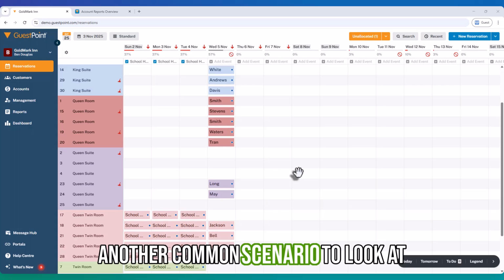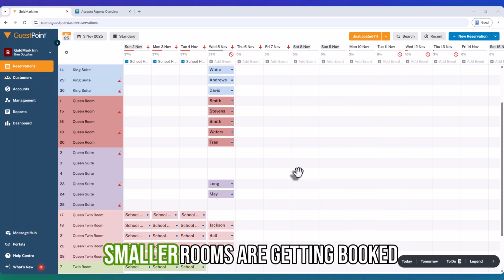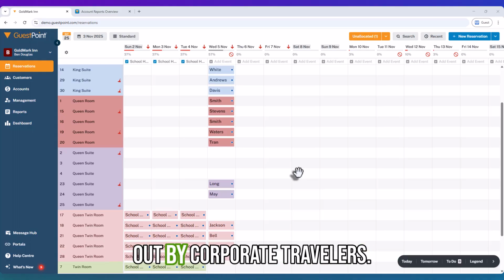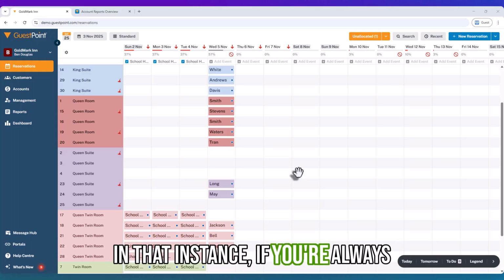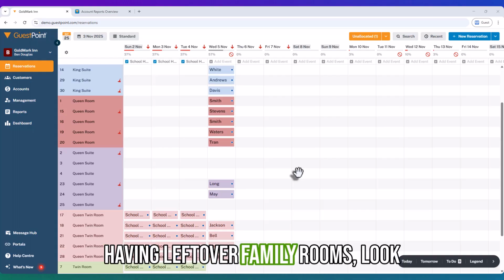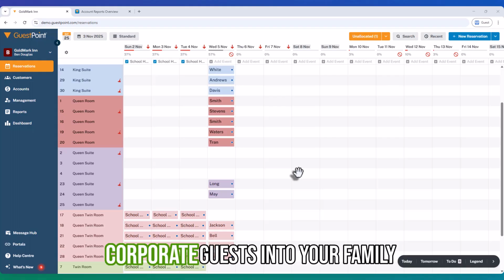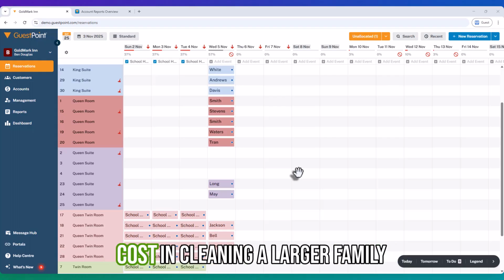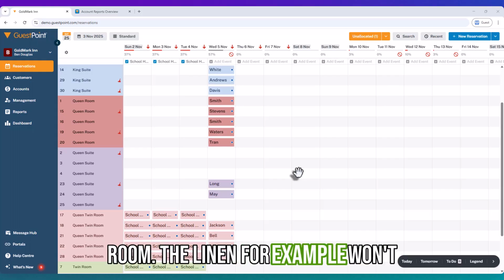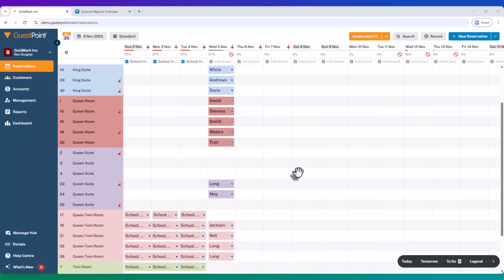Another common scenario to look at is Monday to Friday, all of your smaller rooms are getting booked out by corporate travelers. In that instance, if you're always having leftover family rooms, look at upgrading some of your individual corporate guests into your family rooms. A lot of the housekeeping cost in cleaning a larger family room, the linen for example, won't be incurred if you just have a single guest in there.